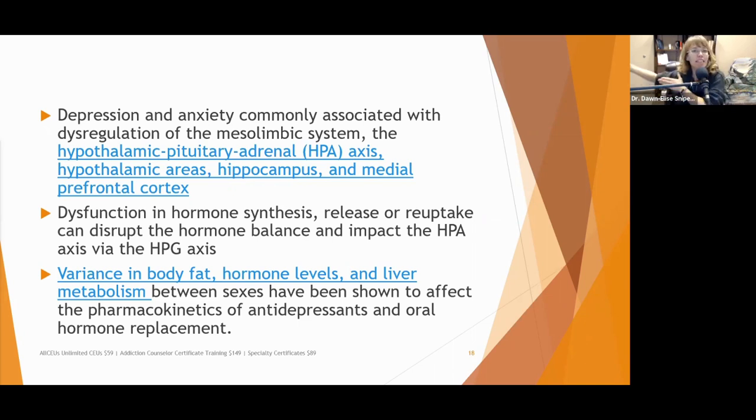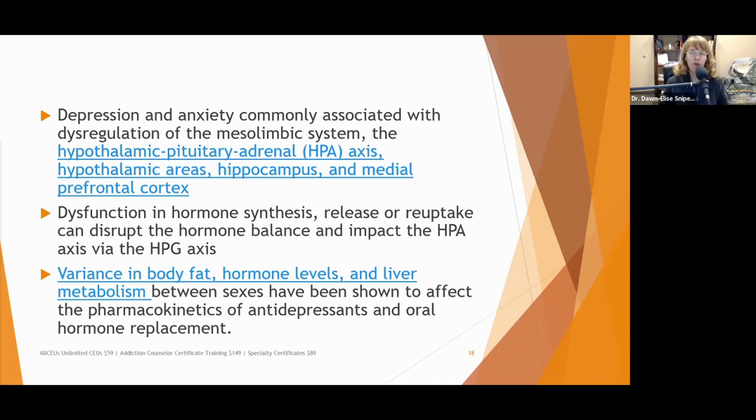Any breakdown in that system can disrupt the hormone balance and impact the HPA axis via the HPG axis, which takes us back to that first statement. When that HPA axis is dysregulated, it can dysregulate the HPG axis. But when the HPG axis, the hypothalamic pituitary gonadal axis, is dysregulated, it is likely going to cause dysregulation in that HPA axis, which is likely going to cause mood symptoms, basically, to be overly simplistic.